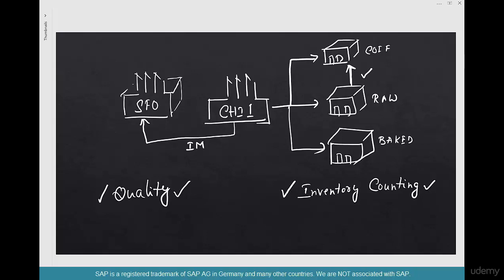In the next chapter, we'll start with some examples of internal movement of goods.